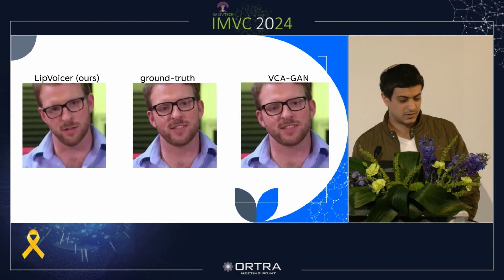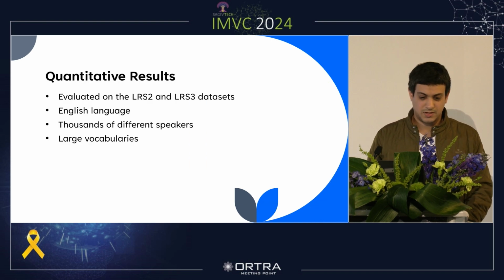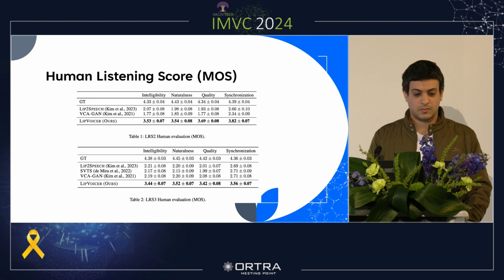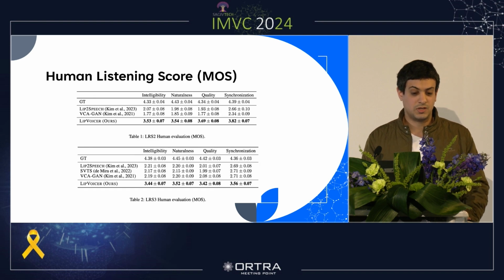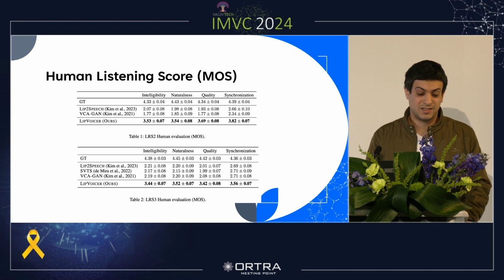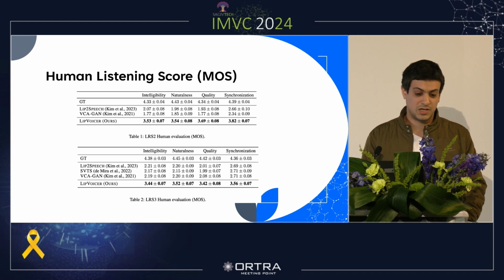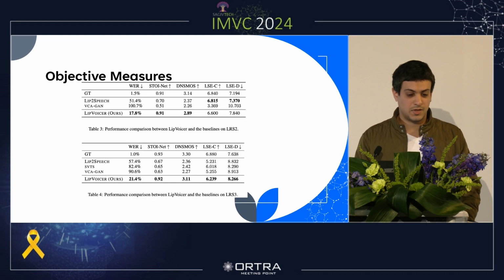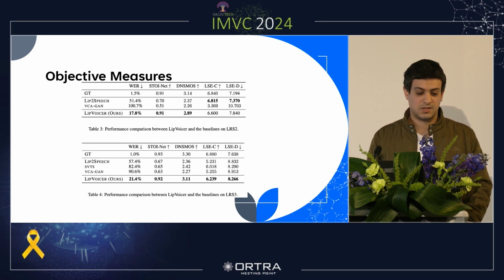Okay, so now let's move on to talk about some quantitative results. We conducted human listening tests, and you can see it's basically numbers. You can see that we achieve good numbers compared to the ground truth and the baselines. And also, you can see that we significantly reduced the word error rate.